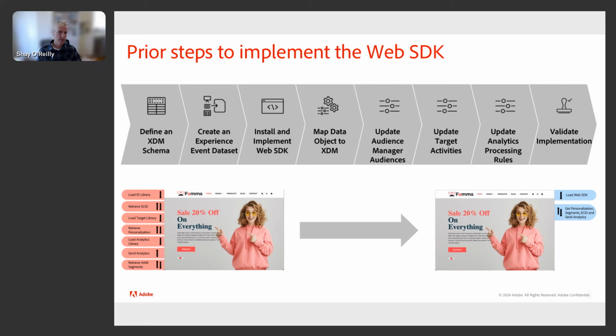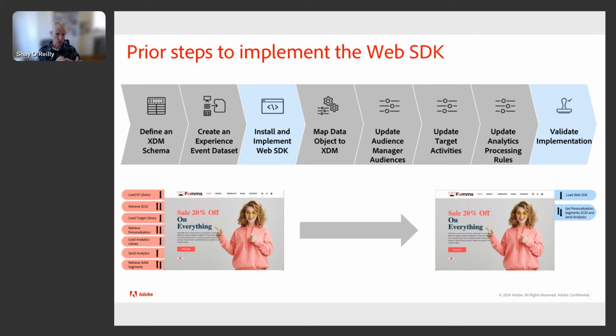And then looking at prior steps, like how this would work, this will also give you an idea what the implementation looks like now that we have this different flow. In the past, you might have to do all 3 steps to move from what you see on the bottom, the traditional libraries, to the new Web SDK. You would have to define a schema, create a data set, map your data object to the XDM. Now you don't have to do that. There's a lot fewer things you have to do. You don't need to define the XDM schema or define the data set or map data to an object.